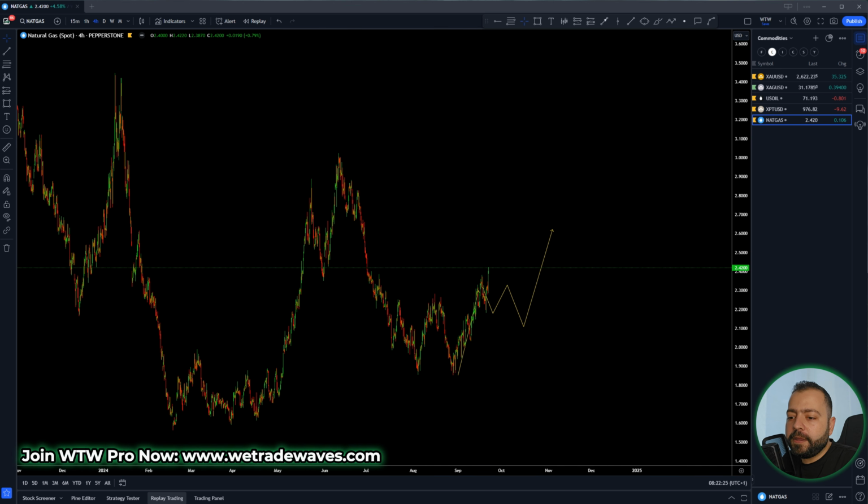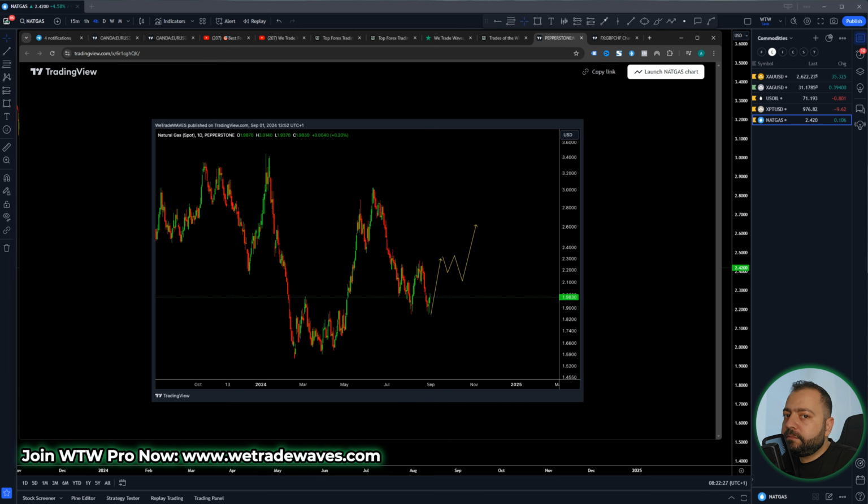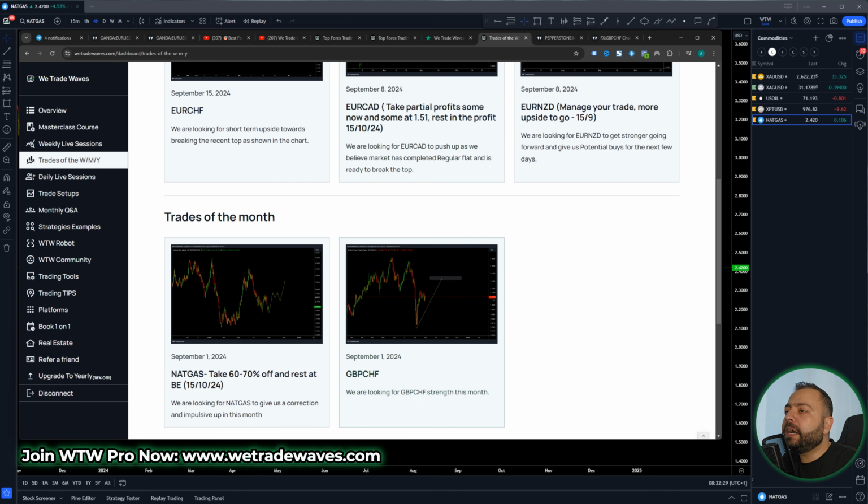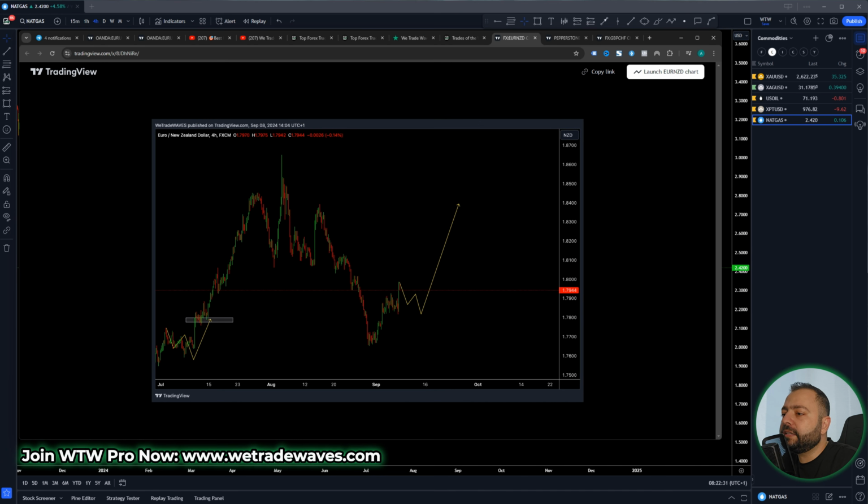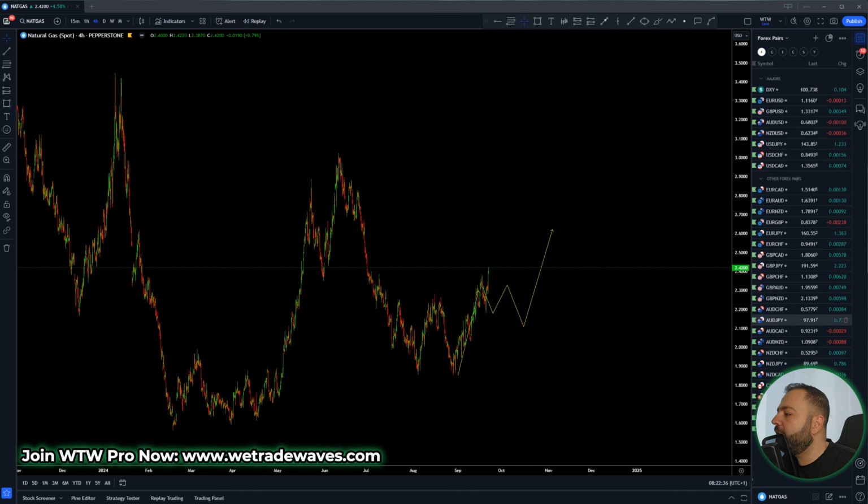3 trades till now, okay? Again, these are trades, guys. They are not predictions, okay? Back to this one, if I go to Euro New Zealand, the market is still giving us the corrective structure. The structure is still in the making.